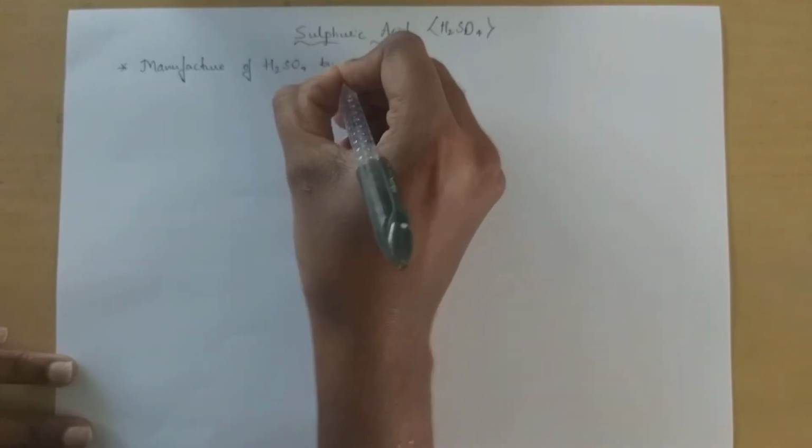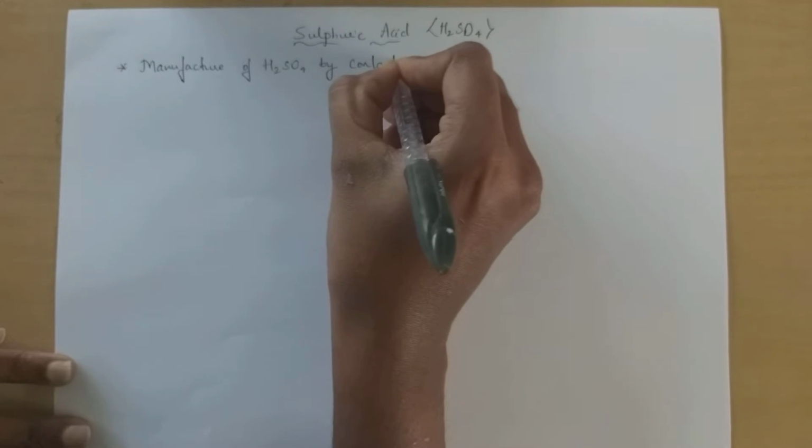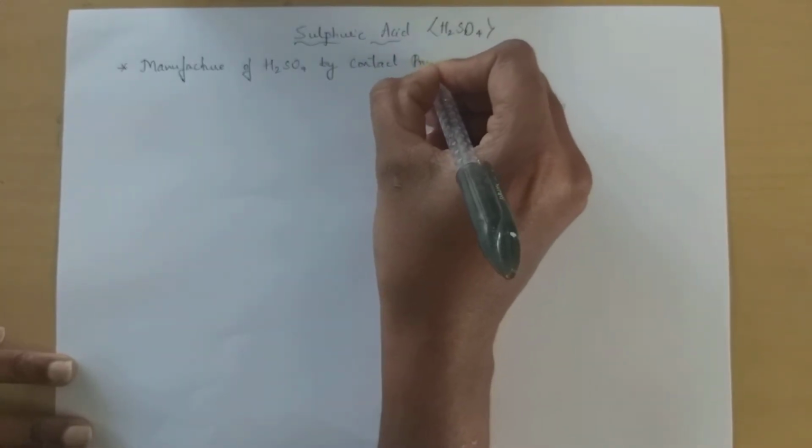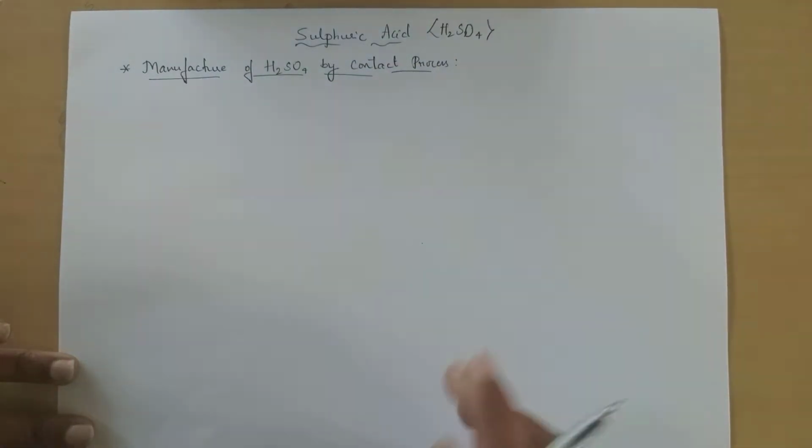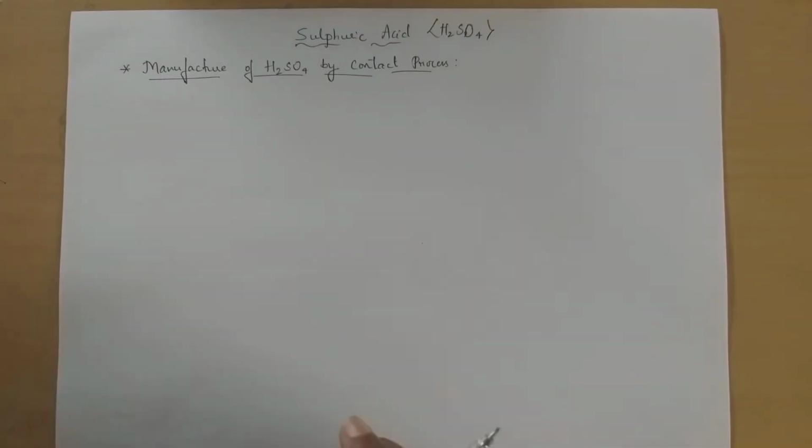by the contact process. So very important, in your exam they will ask this for 3 marks. Like ammonia we have the Haber process, so like that we have H2SO4 by the contact process. So here we have 4 major steps.